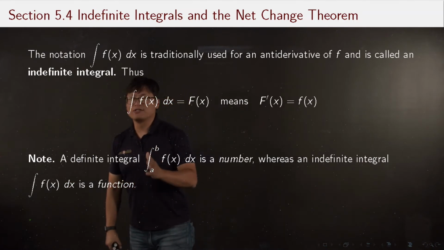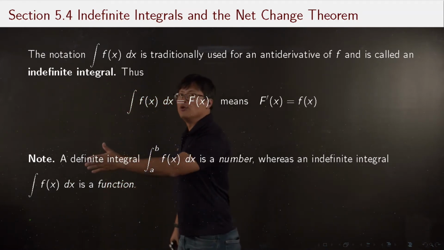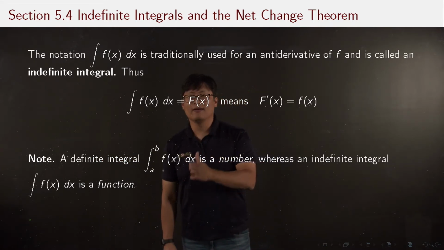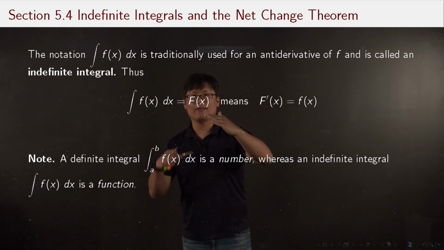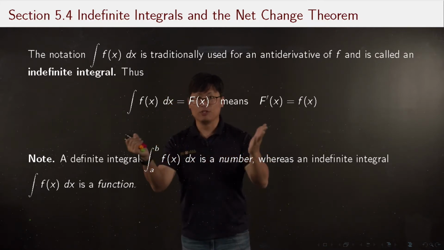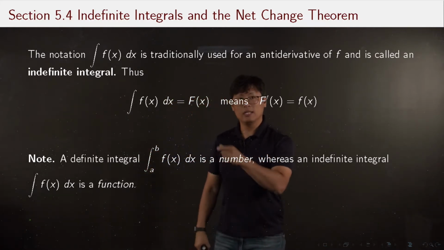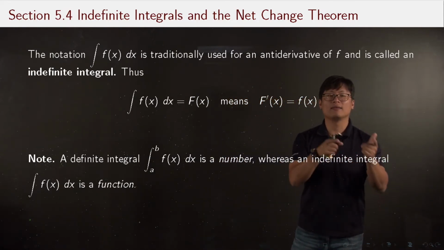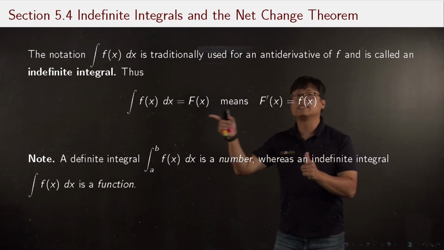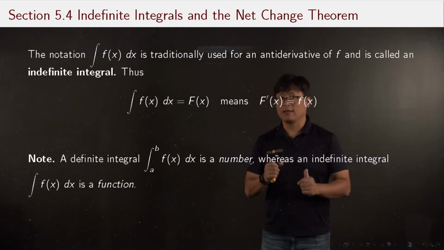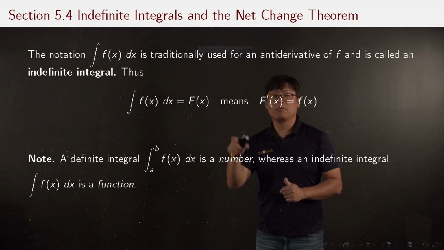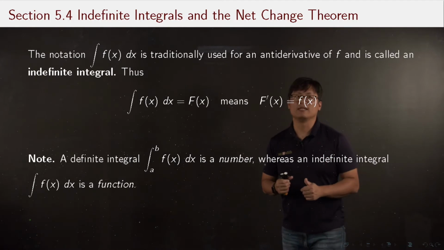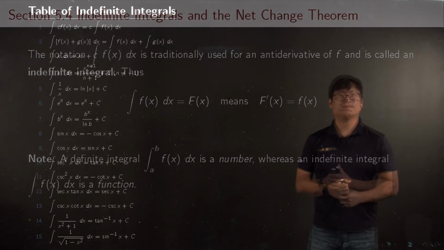One more thing that I want to mention is here, okay? When you find a definite integral, that was the net area enclosed by the curve and the x-axis between A to B, which means it is a number, right? But your indefinite integral is just the antiderivative, which means it is still a function. So again, a definite integral is a number, but an indefinite integral is a function. That's really important understanding for this whole chapter, okay?